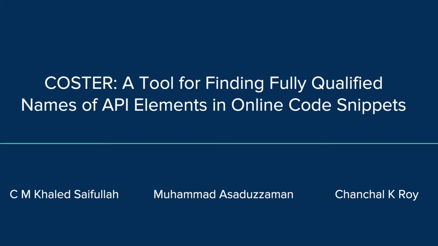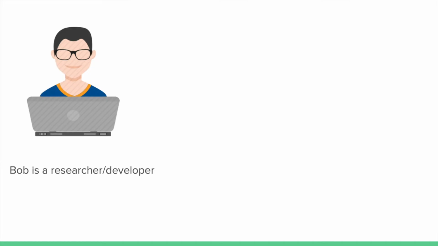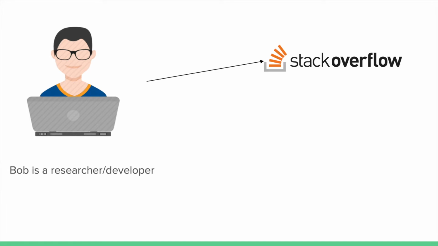Today I'm going to demonstrate a tool called COSTER, a tool for finding fully qualified names of the API elements in online code snippets. Let's consider a case study where Bob is a researcher or a software developer and he is trying to find a solution from the online forums, and he eventually found a code snippet that is helpful for his research or the software development. Here is the code snippet.